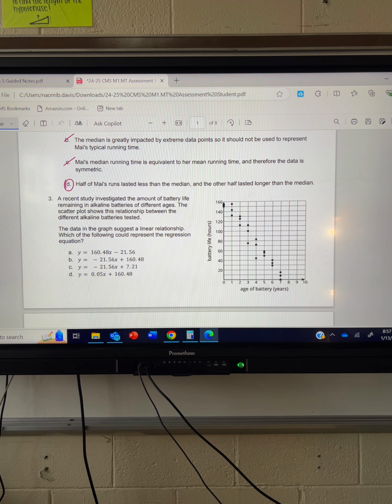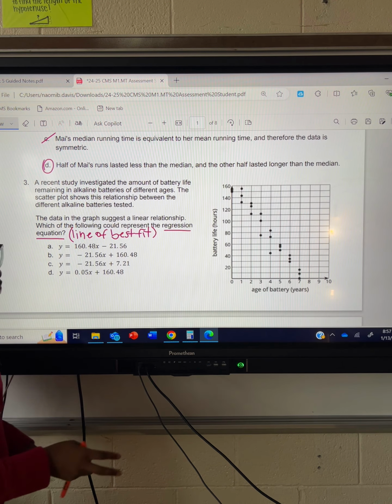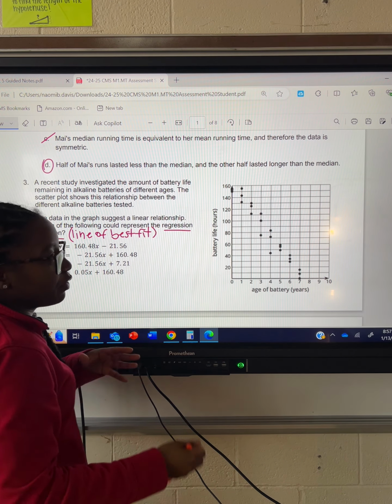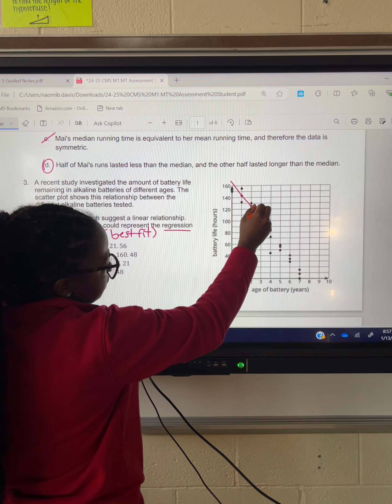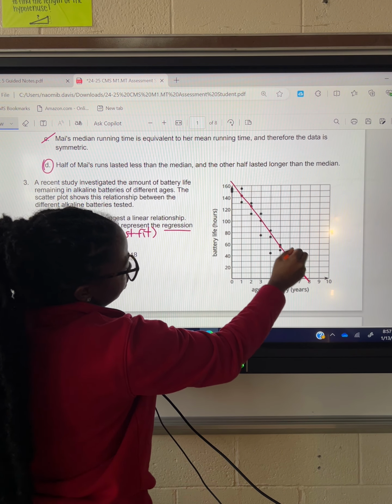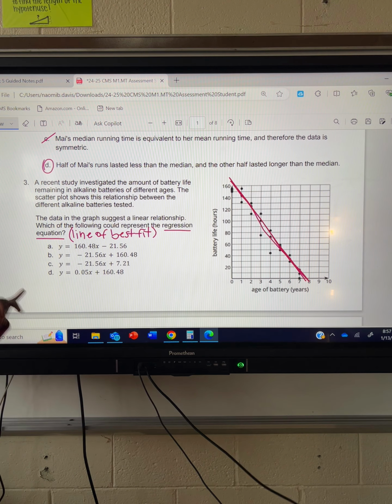No, we're not reading all that. Sorry. The data in the graph suggests a linear relationship. Which of the following could represent the regression equation? Remember, regression equation is just line of best fit. Looking at my data points, remember line of best fit is a line that roughly goes in the middle of all of my points. So if I had to guesstimate my line of best fit, it would go something like this. Something like that, right? So let's look. If we're doing process of elimination, remember we did this for the Unit 4 test. Take out which ones don't make sense.